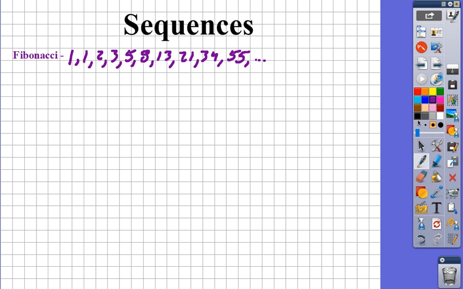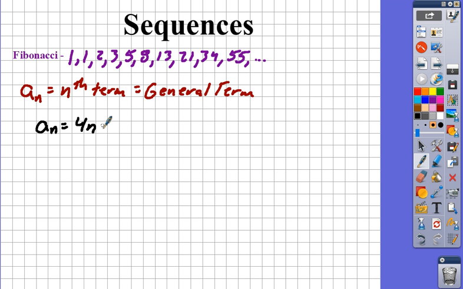As an example, let's take a look at this problem. Let's say we've got a sub n. First of all, a sub n is the nth term, or in other words, the general term. And that's how you can find a specific number. So the general term equation for this particular problem is going to look like this. Let's say a sub n equals 4 times n plus 2 to the nth power.